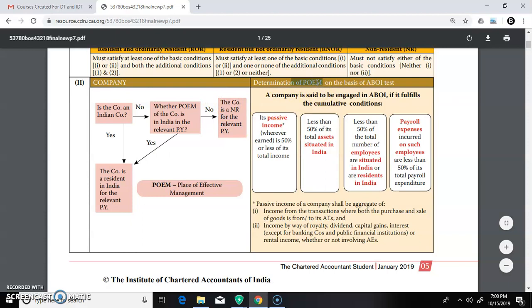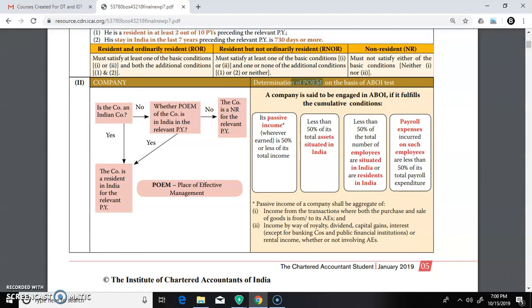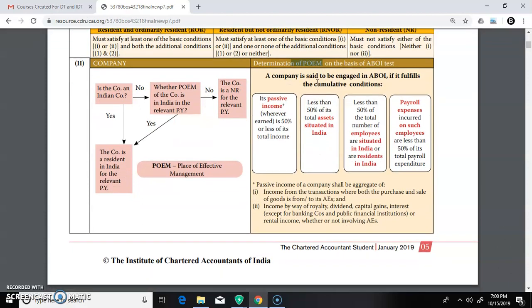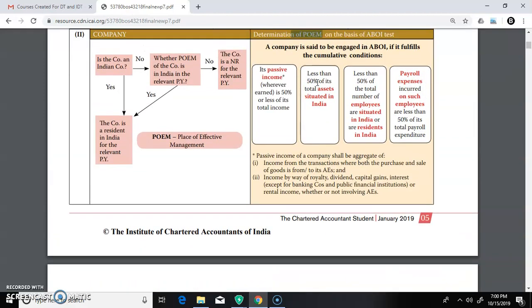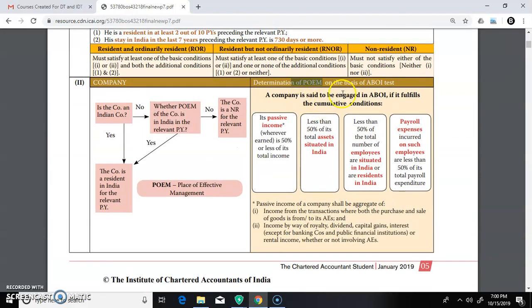Determination of POEM on the basis of the ABOI test. What is the ABOI test? Active business outside India. A company is said to be engaged in active business outside India. What does it mean? It is not having active business in India, but outside India. In name only it is in India, but most of its active business is outside India.